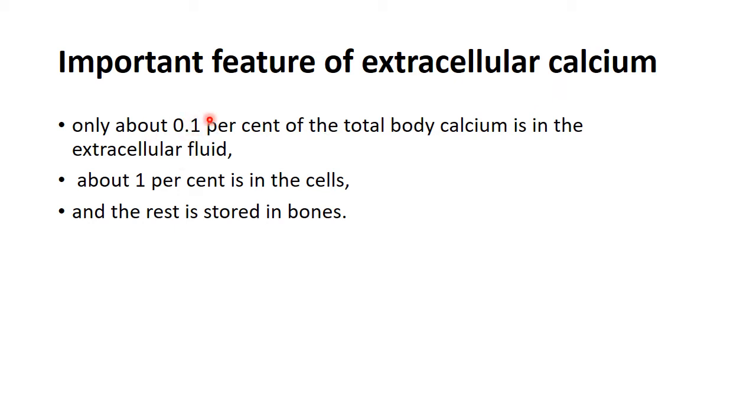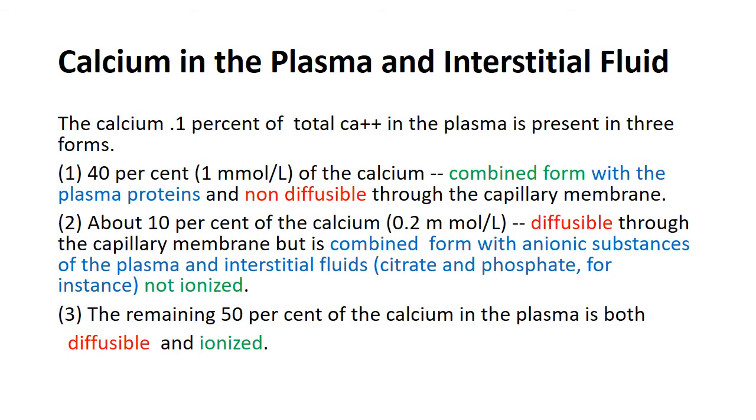Only 0.1% of the total body calcium is present in extracellular fluid, and about 1% is inside the cell, and the remaining 99% is stored in bone. So calcium in plasma, percentage wise, is only 0.1%, and it is very important.